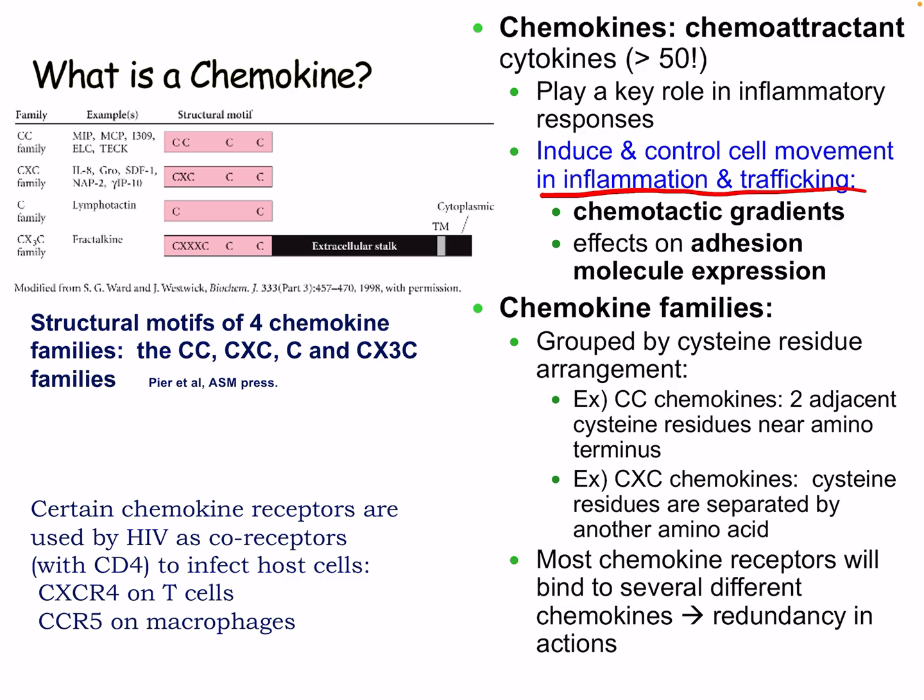So chemokine families are grouped by cysteine residue arrangement, as we can see here: CC family, CXC family, C, and CX3C.